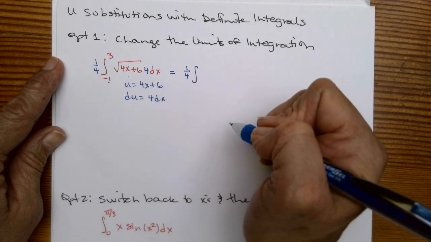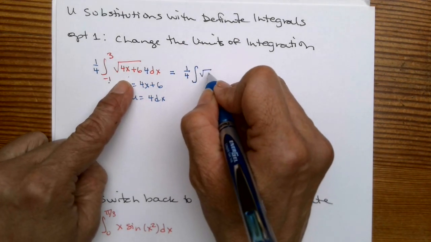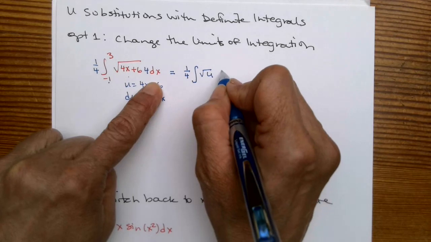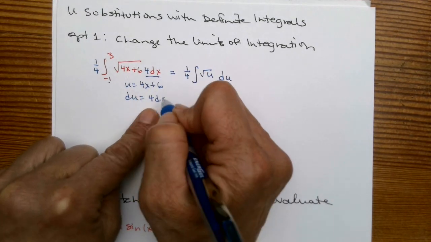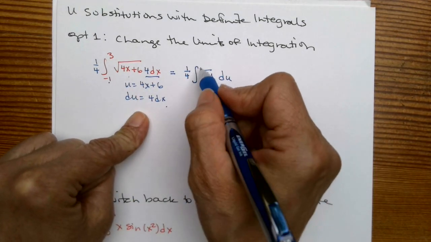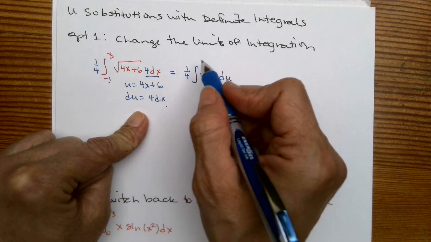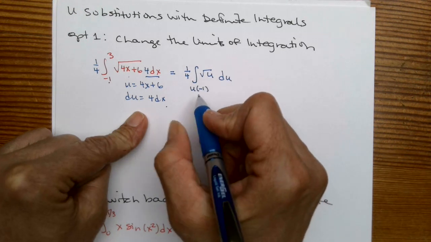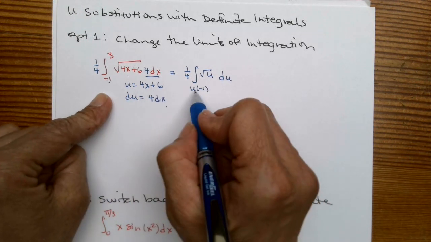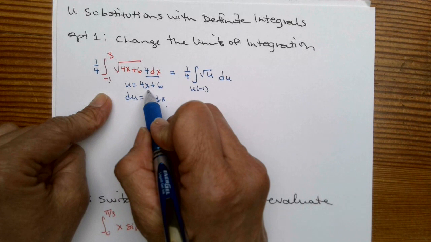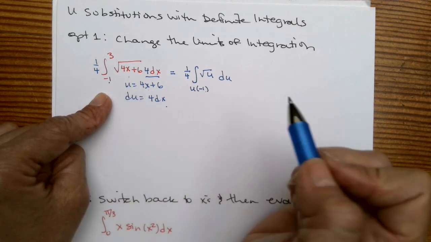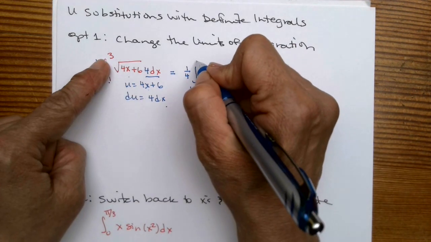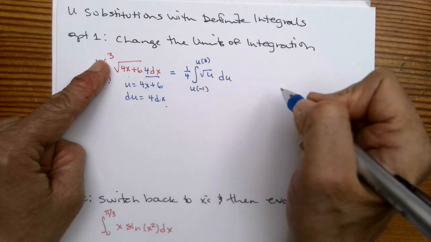So I have the 1/4 out in front. I have a square root of u. I have a du, right? The 4dx is my du. But these values here were x's, so I need to convert those into u's. So sometimes you'll see u evaluated at -1. This is an x, so if x is -1, what is u? And if x is 3, what is u?